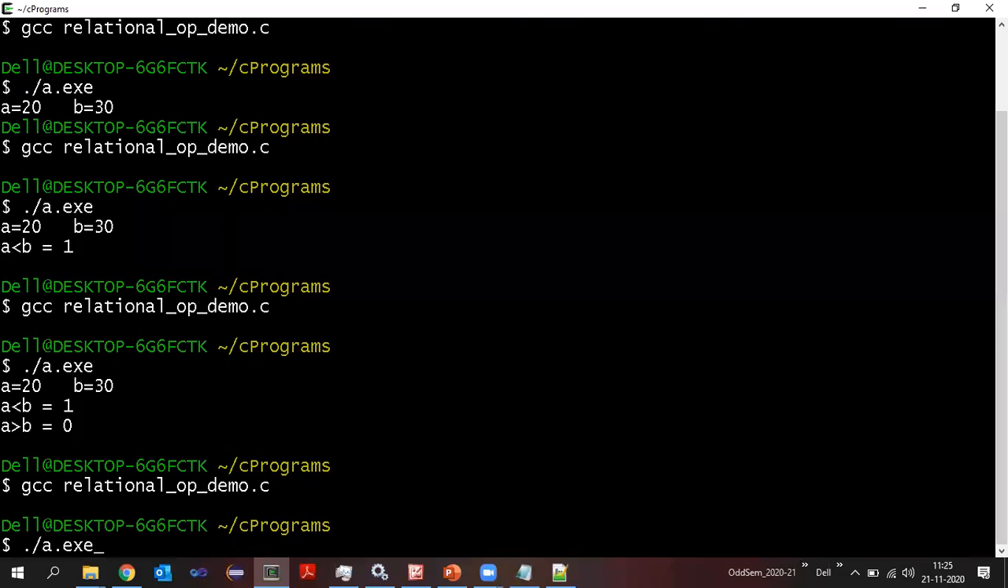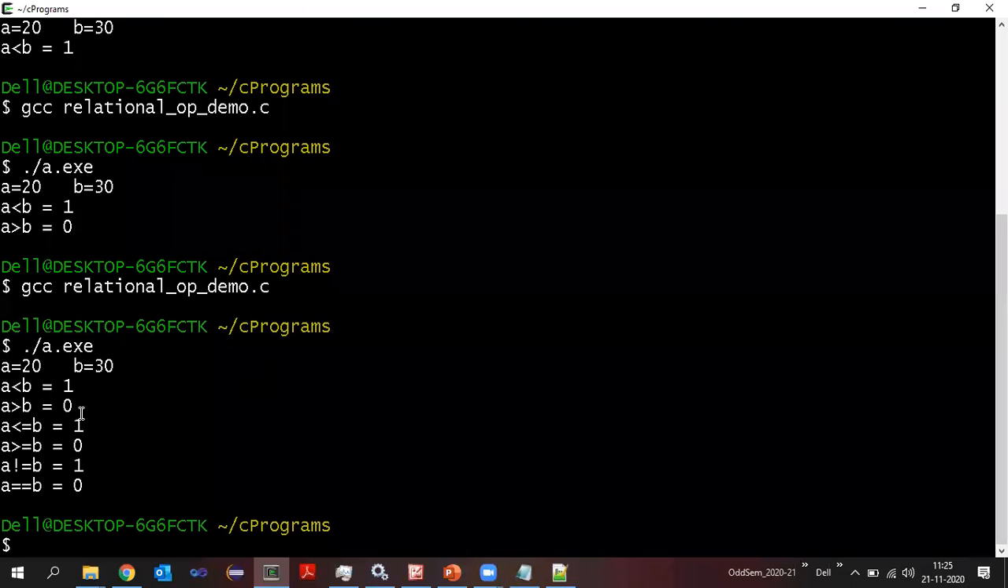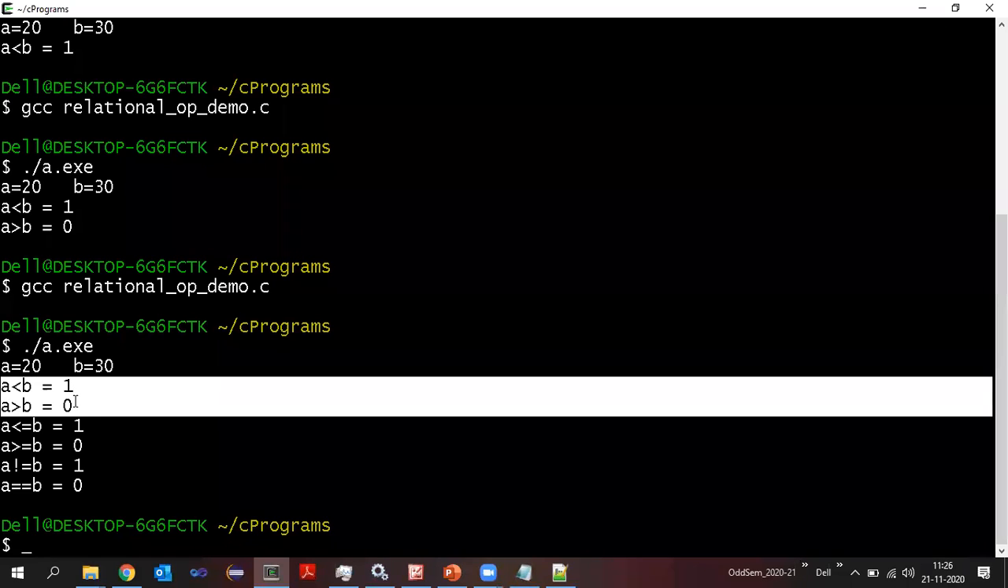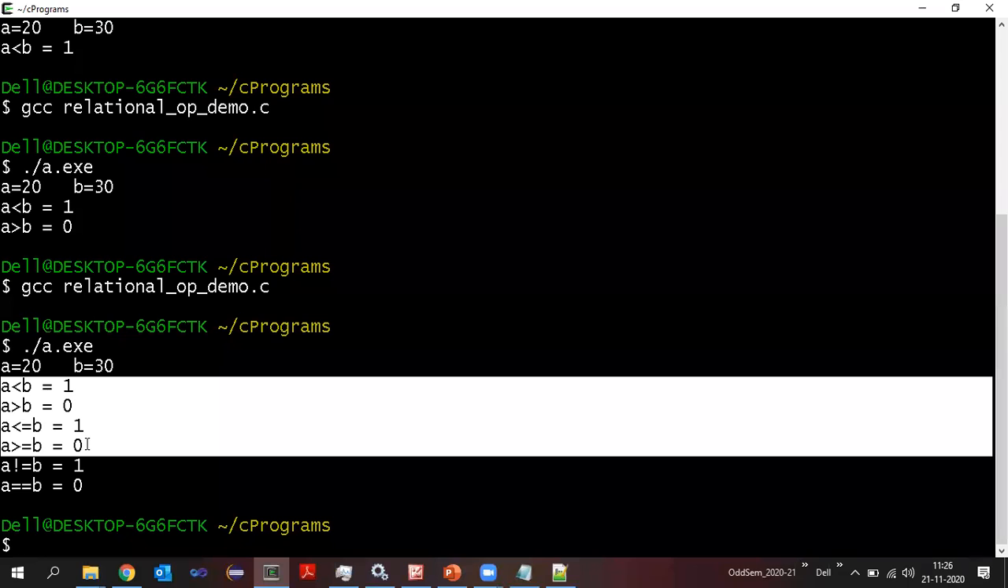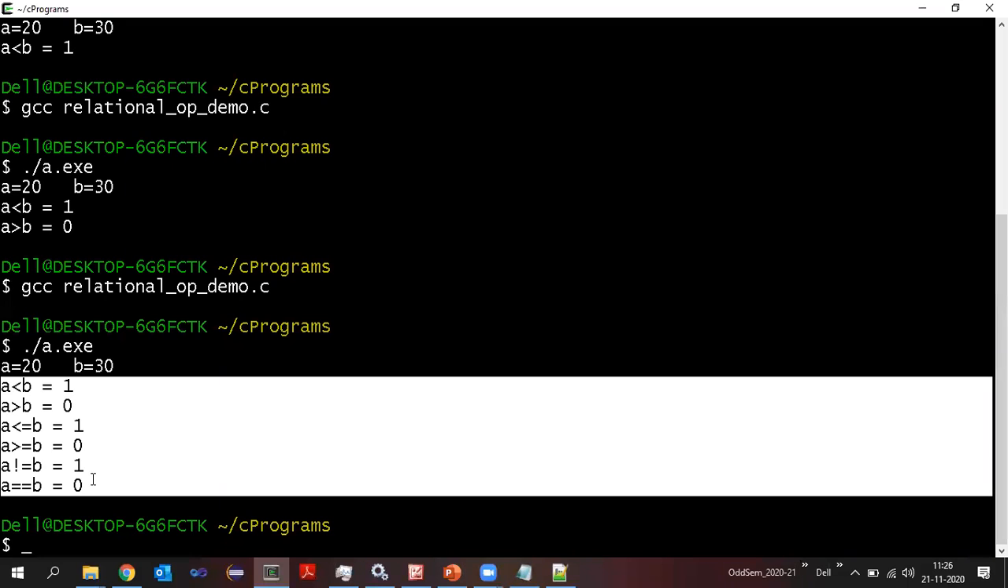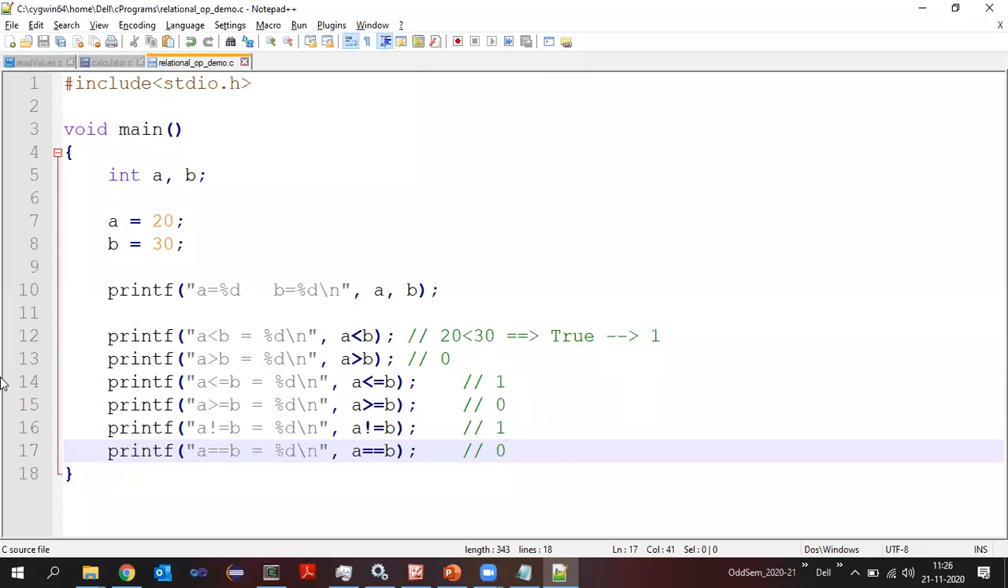Compile the program and then run the program. See, we got the correct answers. A less than B, yes, it is true, that is 1. A greater than B, yes, this is false, answer is 0. A less than or equals to B, 1. A greater than or equal to B, 0. A not equals to B, yes, so answer is 1. And the last one, 20 equals to 30, no, it is false. Right? So is that understood, student? Relational operations?